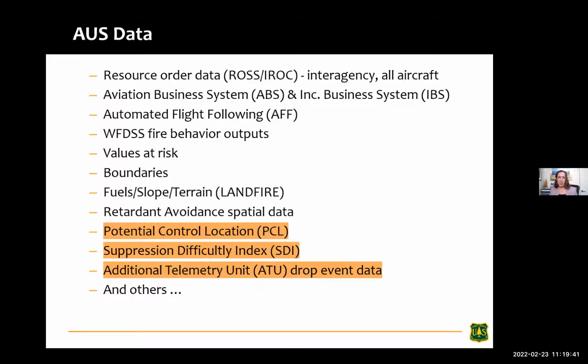ATU is just a sensor that lives on the aircraft. It's sort of the same sensor that logs the flight following data that we see in AFF. And it produces an output point coincident with an event, in this case, the event being a door open or a bucket action. And so you get a point in space, you get some aircraft parameters, and that information can be used to project a drop line onto a surface. Next page.